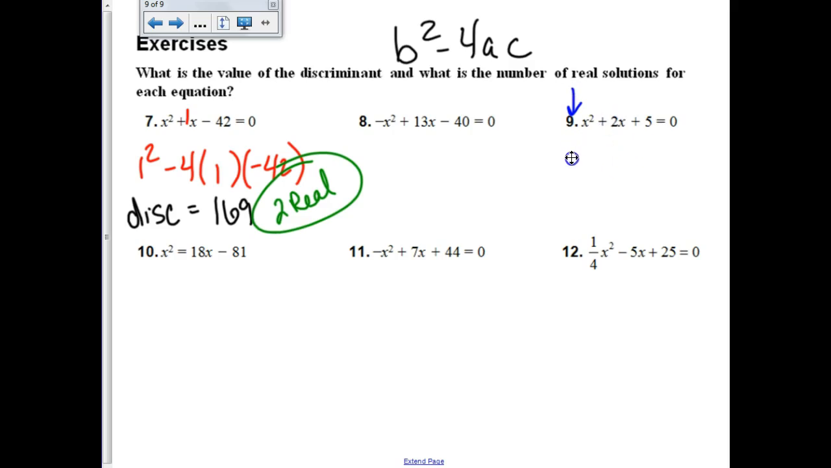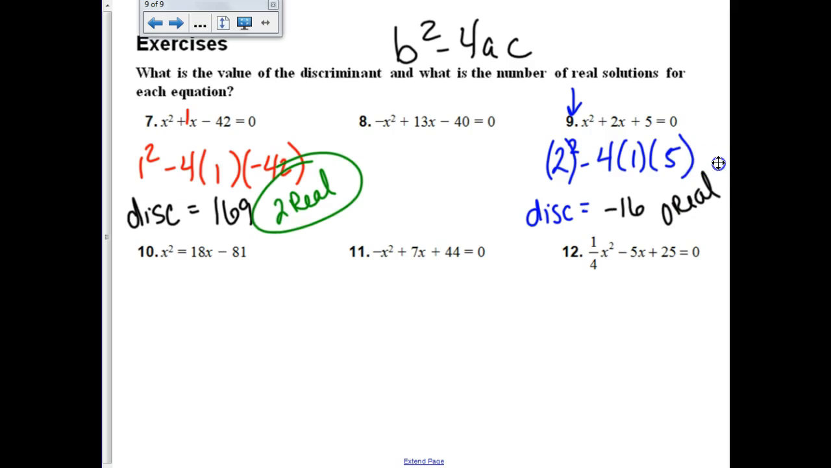So number 9, if I calculate the discriminant, that'll be 2 squared, I should put parentheses around that, minus 4 times a times c. So go ahead and calculate the value for the discriminant. Is that a negative 16? So since my discriminant came out to a negative value, something less than 0, what does that mean as far as my solutions go? 0 real solutions. Very good. And some of your classmates will tell you that also means you have 2 imaginaries. We'll talk more about that next week.